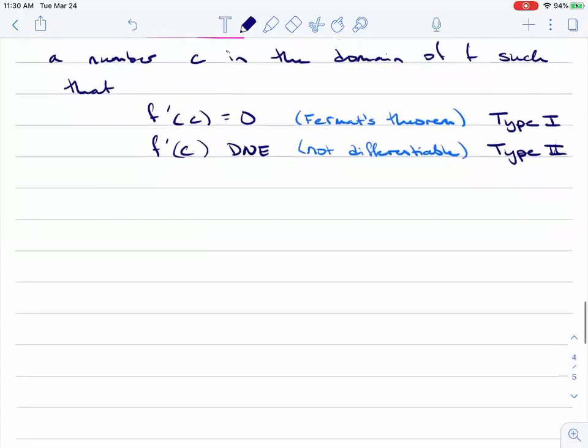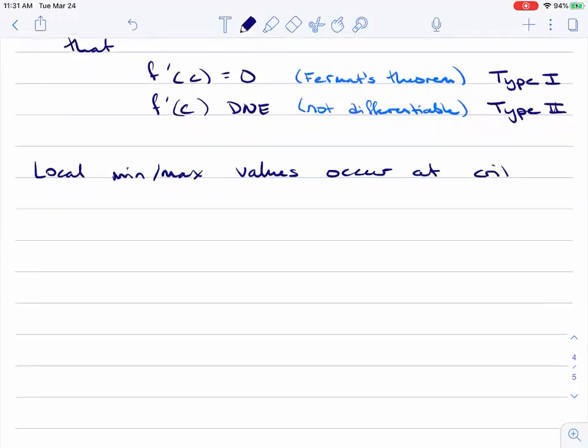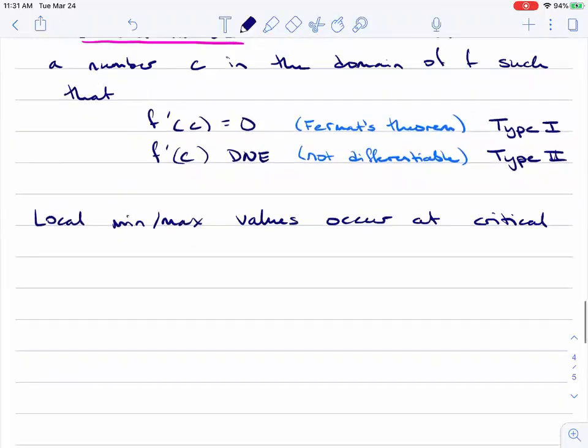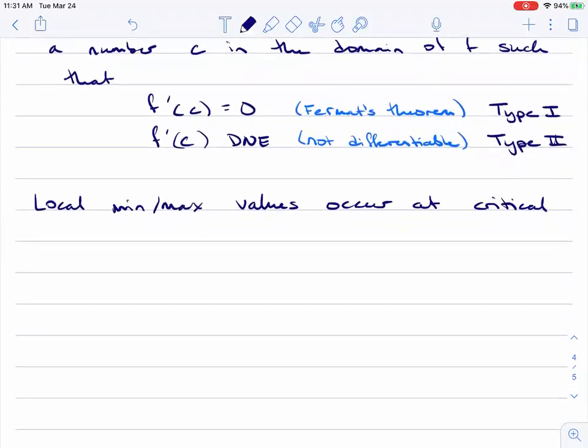So local min or max values occur at critical numbers or endpoints. So local min or max values occur at critical numbers. And remember, the critical numbers are where the derivative is 0 or the derivative does not exist, type 1 or type 2. So they occur at critical numbers or endpoints.